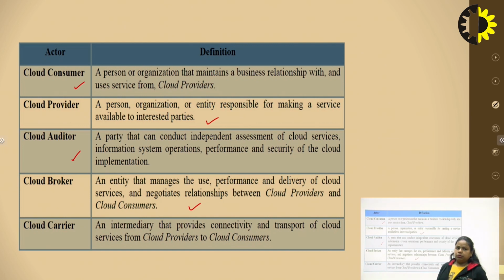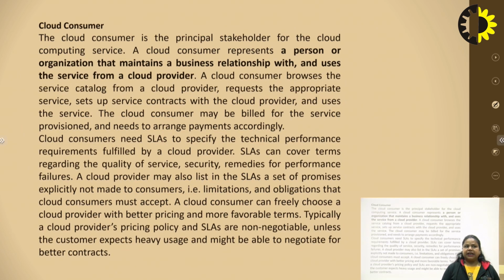Then we are talking about the cloud carrier. This is basically an intermediary that provides connectivity and transports all the services from the cloud providers to the consumers and vice versa. So these are the 5 actors, which work in their own different manners. Now we will study each actor in detail: how they need to fulfill their roles and how they generate their own relationships. First of all, we are going to talk about the cloud consumers.